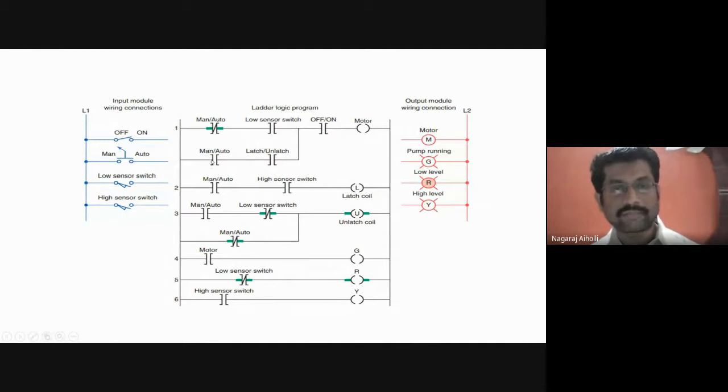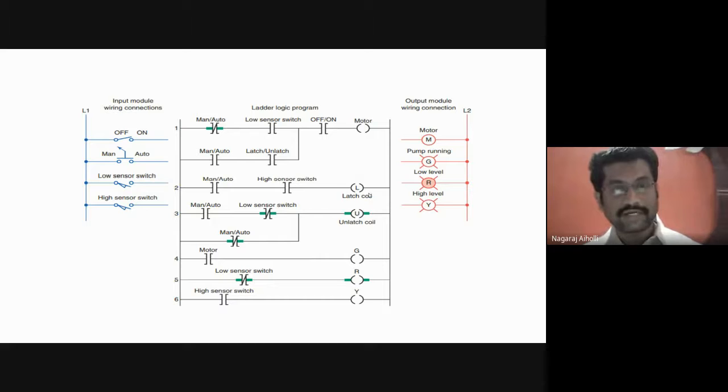In the parallel branch, manual bar auto mode, we are latching the condition, whatever we have stored for the low status of the tank. Then manual bar auto mode and high sensor switch, both are activated. We are energizing the latch coil, which indicates high status in the tank. One condition is the low status of the tank, another condition is the high status of the tank. First, we have to be clear with this. Low status, enter in the ladder rung diagram, then latch it, then enter the high status.